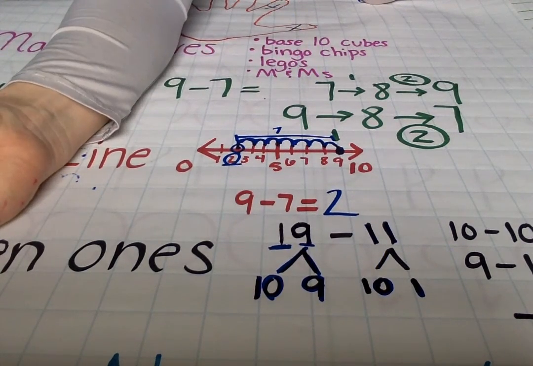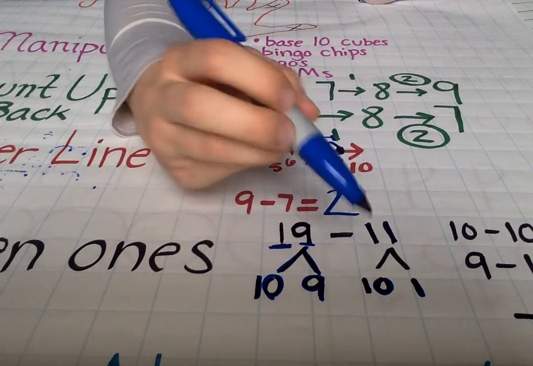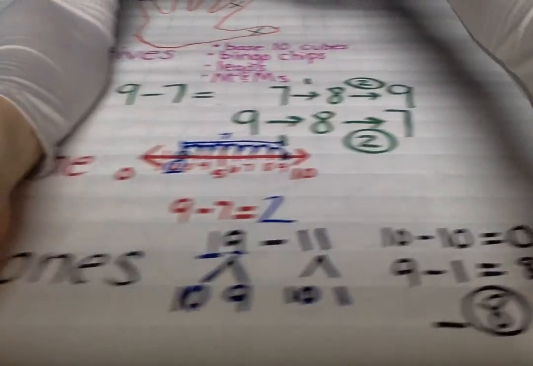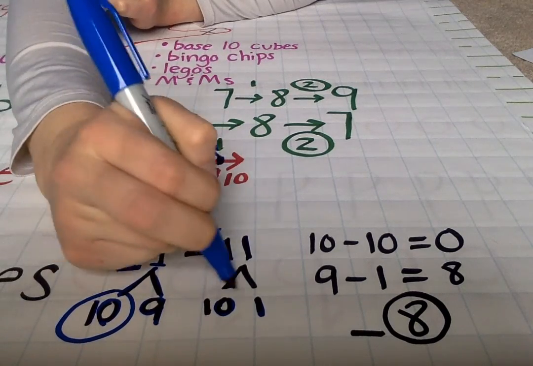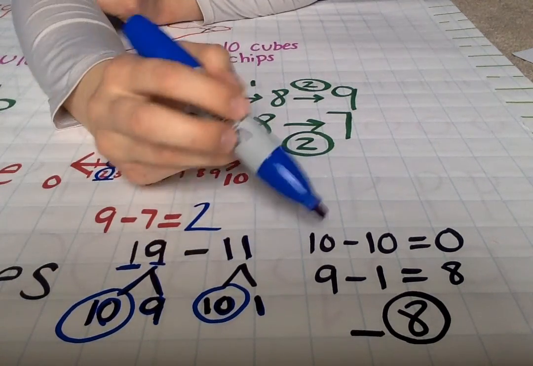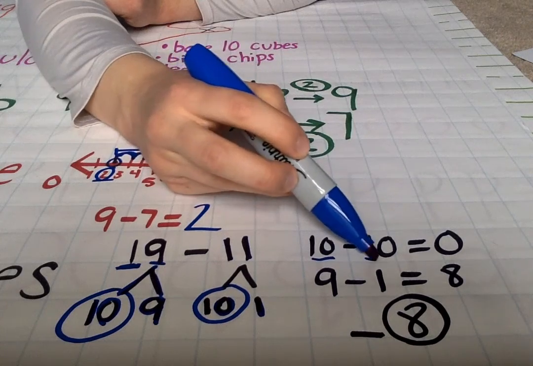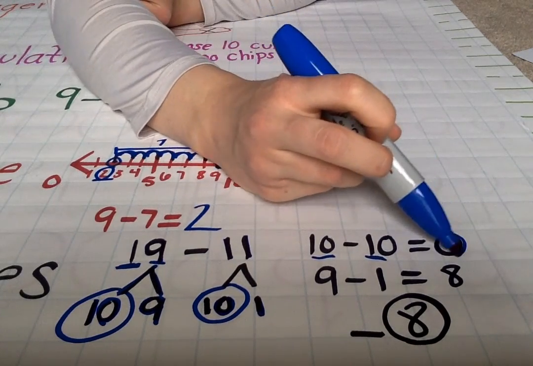So to use this strategy, the first thing we need to do is subtract the tens. So our first step would be subtract 10 and 10. And we know that 10 minus 10 is 0.